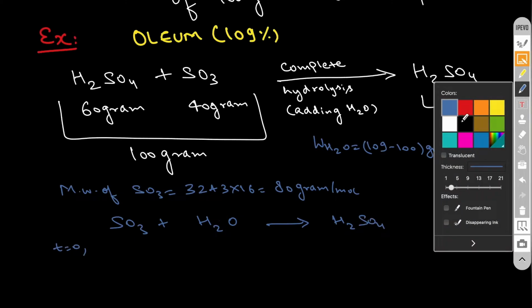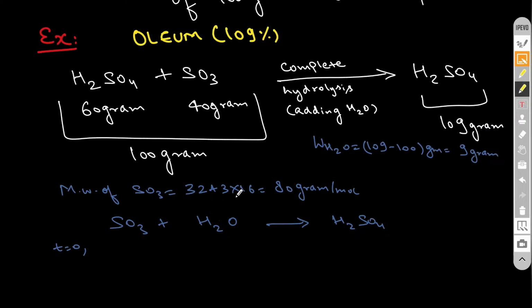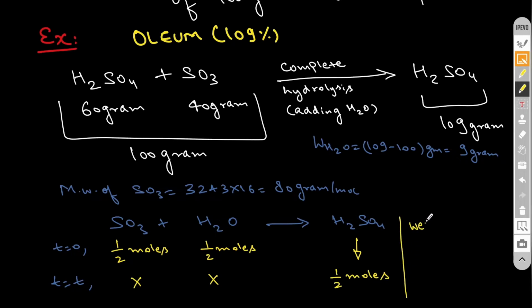At time t equal to 0, we'll write the number of moles of SO3 first. Moles will be weight divided by molecular weight. It will come out to be 40 divided by 80, so 1 by 2. Similarly for water, it will be 1 by 2 moles. At time t equal to t, when the reaction is over, both have the same stoichiometric coefficient, so both will get completely utilized. So moles of H2SO4 finally obtained will be 1 by 2 moles.